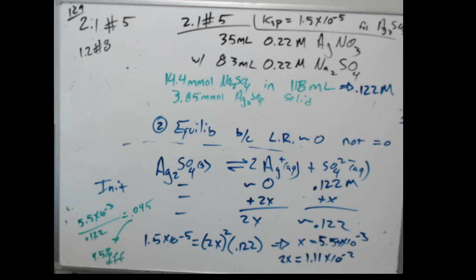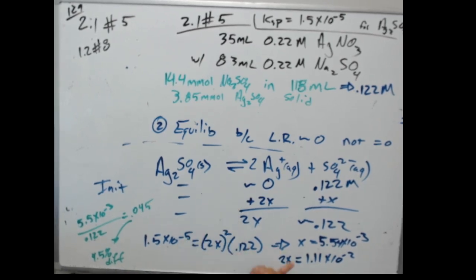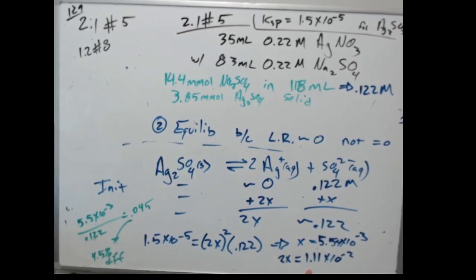So from this we can be like, okay, yeah, 4.5% difference, that's less than 10% difference, we're fine for this class. What else does it ask? Moles redissolved solid. So the moles redissolved to solid is, well, how much silver ions do we get in solution? That much. Where did that come from?